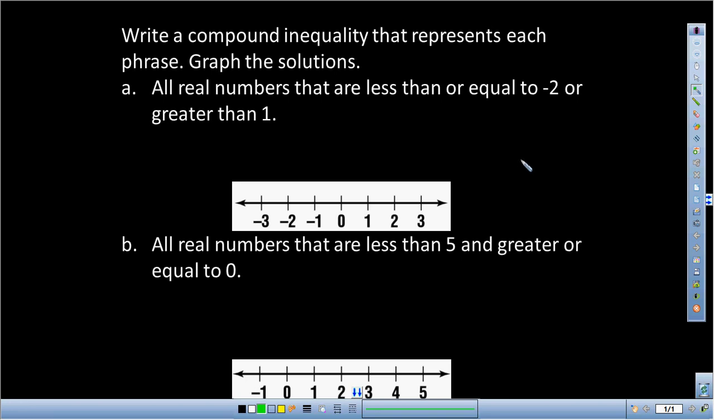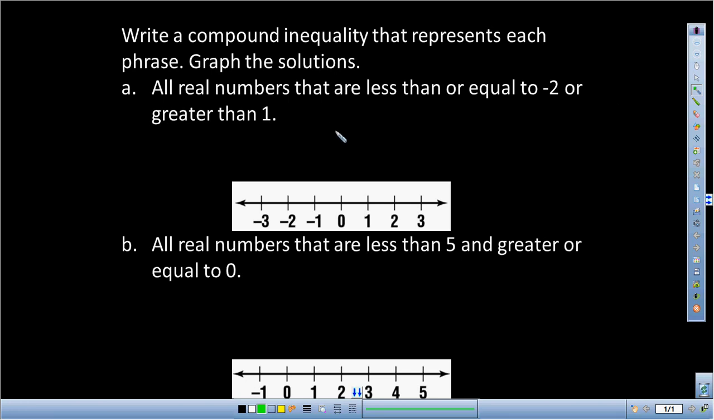The instructions say, write a compound inequality that represents each phrase. Graph the solutions. So let's take a look at part A. In part A we have all real numbers that are less than or equal to -2 or greater than 1. So we need to write that as a compound inequality. So let's take a look here.